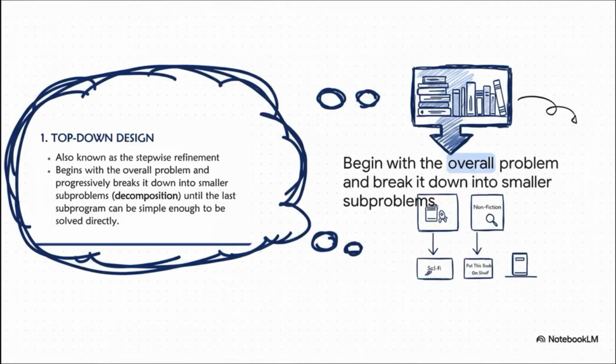This is the core idea right here. It's a concept called Stepwise Refinement. You take that enormous problem, organize 1 million books, and you just start breaking it down. You start with the big categories like fiction and nonfiction. Then you take fiction and break that down into genres, maybe sci-fi, mystery, fantasy. And you just keep breaking things down into smaller and smaller pieces until you're left with a tiny, dead simple task like put this one book on this specific shelf.